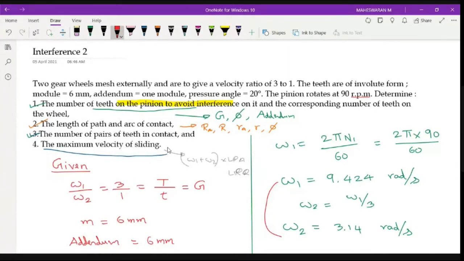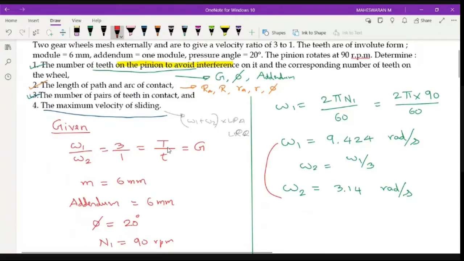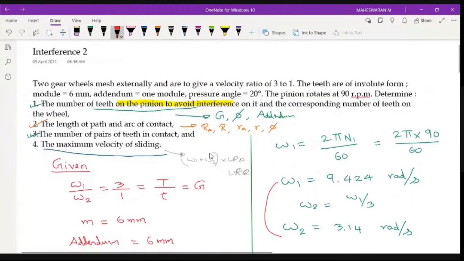So there are only two concepts. One is to identify the number of teeth. The other one is to identify the addendum, which we solved in the previous class. So these are the concepts. I will stop here because I don't want to solve more problems on this, and I will go to the next topic. Hope you are clear on this. Yes or no?